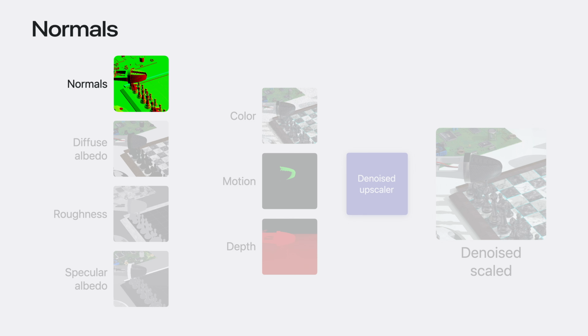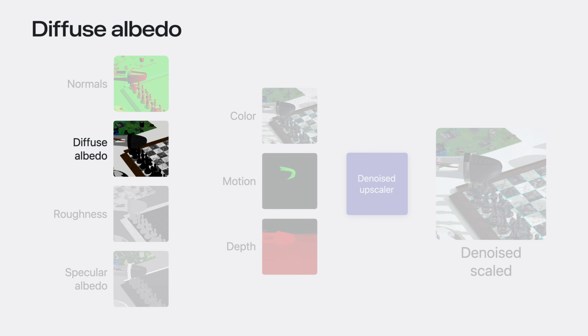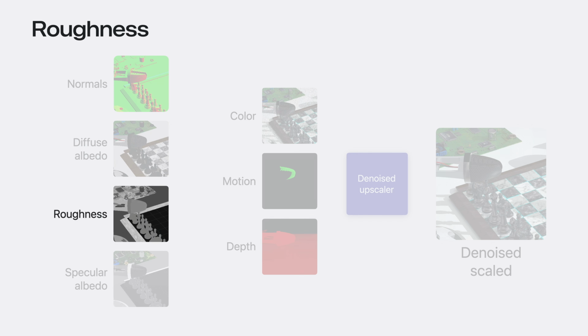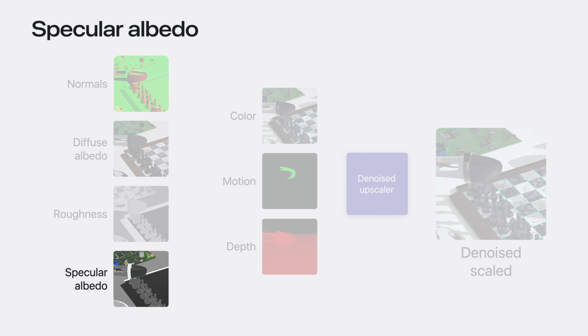The first new input is normals. For best results, these should be in world space. Then diffuse albedo. This is the base color of the diffuse radiance of the material. Next, roughness. It represents how smooth or how rough the surface is, which is a linear value. And the last input is specular albedo. This should be a noise-free approximation of the specular radiance of your rendering. It should include a Fresnel component.